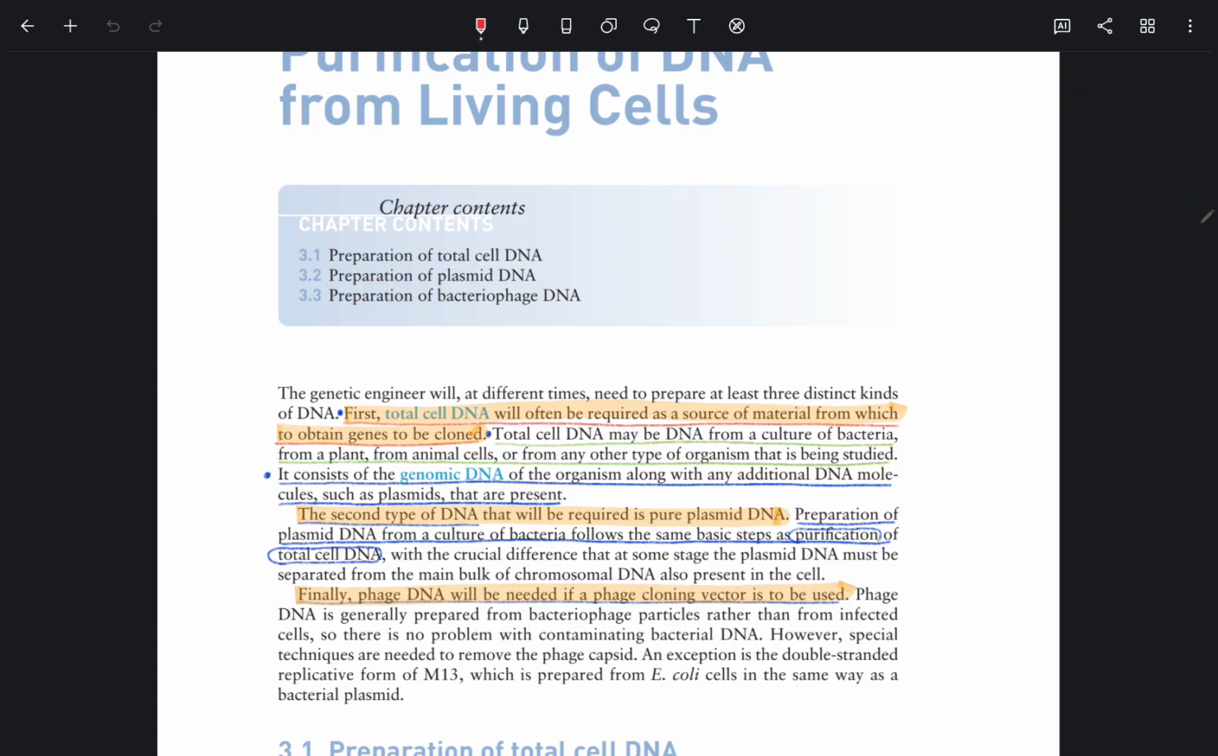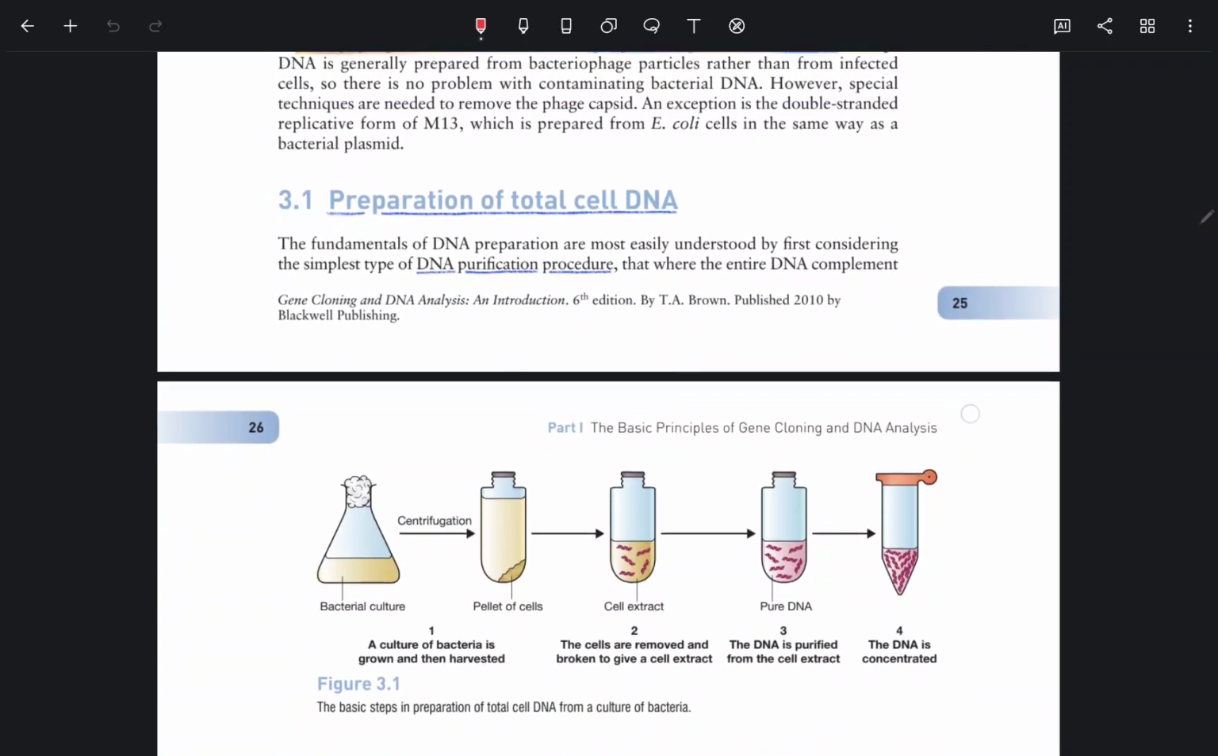Preparation of plasmid DNA from a culture of bacteria follows the same basic steps as purification of total cell DNA. Finally, phage DNA will be needed if a phage cloning vector is to be used. Preparation of total cell DNA.